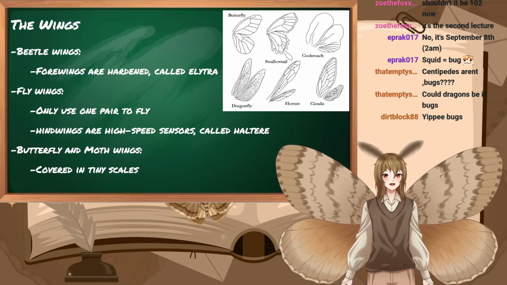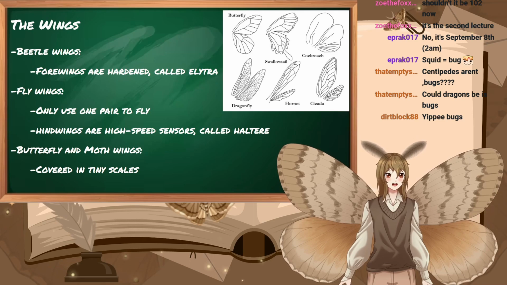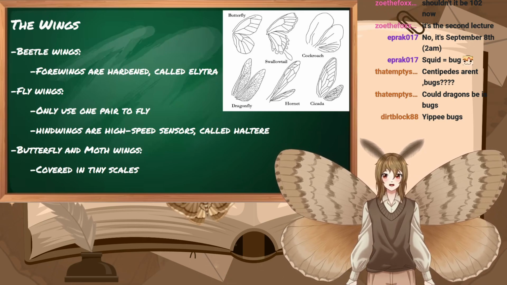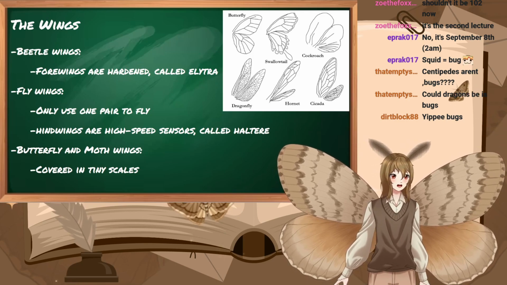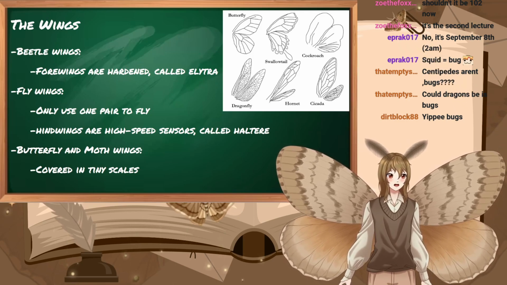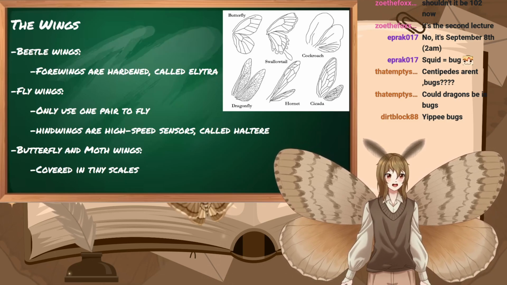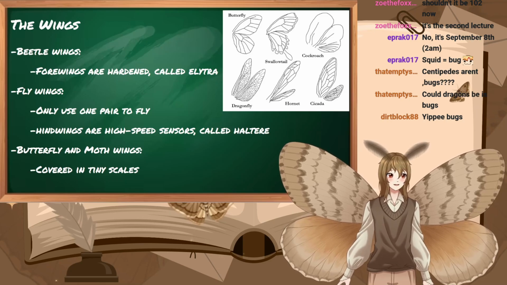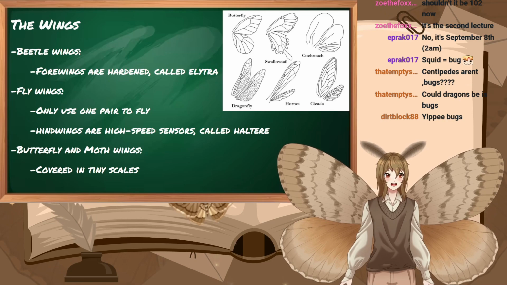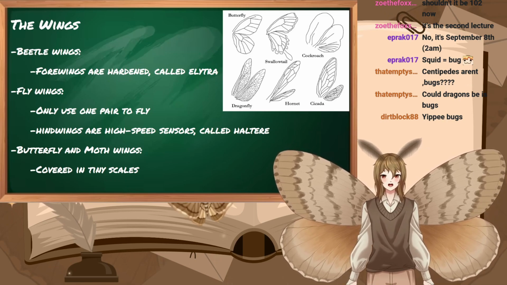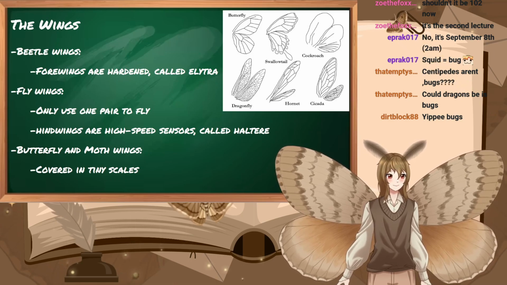Now, speaking of wings, there are many different kinds, but let's look into three which are the most distinguishable. We can look at beetle wings, where the forewings are hardened and are called an elytra. You might have known that word from Minecraft, but now you know it comes from the beetle. They're basically sheathing their hind wings underneath their hardened forewings. Fly wings. Flies, generally speaking, only use one pair of wings to fly. That is why they are called diptera, which means two wings.